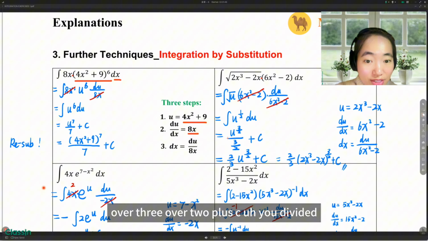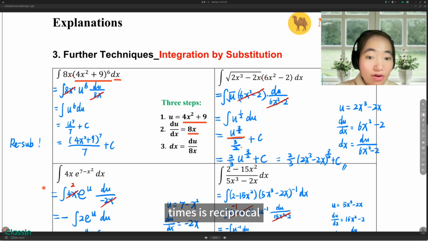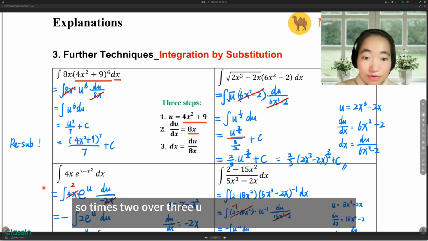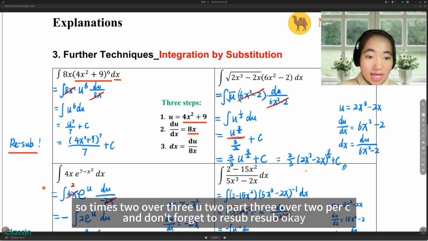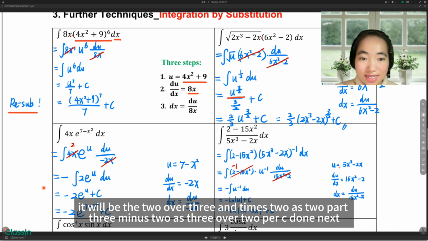You divide it, remember a fraction is a division. Dividing by 3 over 2 is actually times its reciprocal. So times 2 over 3. Understand? Divided by a fraction means times its reciprocal. So 2 over 3, u to the 3 over 2 plus c. And don't forget to resubstitute, okay? It will be 2 over 3 times (2x to the power 3 minus 2x) to the power 3 over 2 plus c. Done. Next.